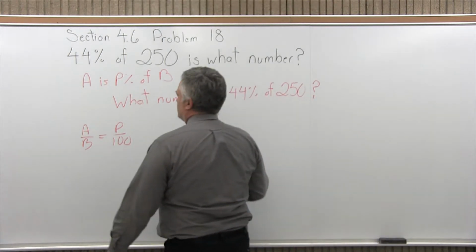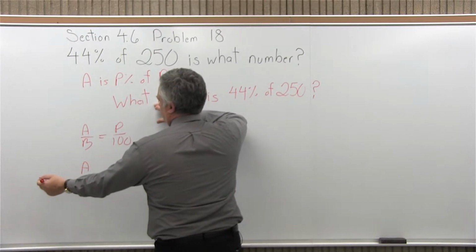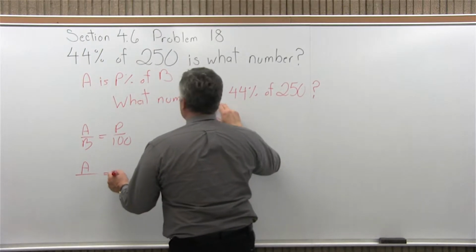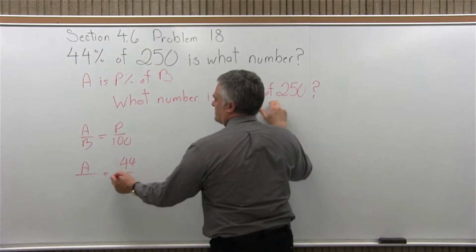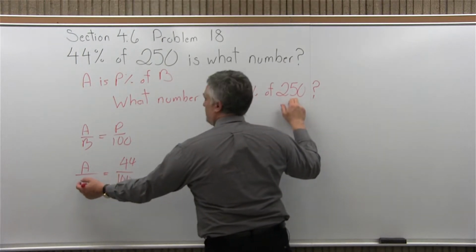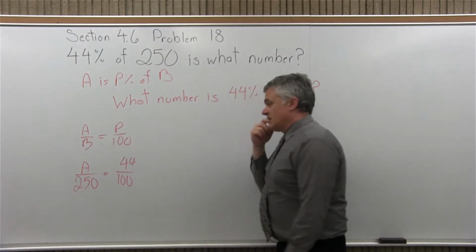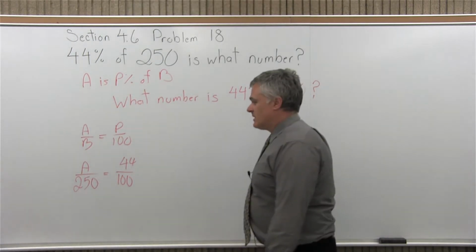So as we fill this in, what number is the A? That's the unknown, so it just stays as a variable. Is, that's my equals, 44%. So 44, the percent goes in as 100 of B, the other number, 250. So I set up the equation A over 250 equals 44 over 100.